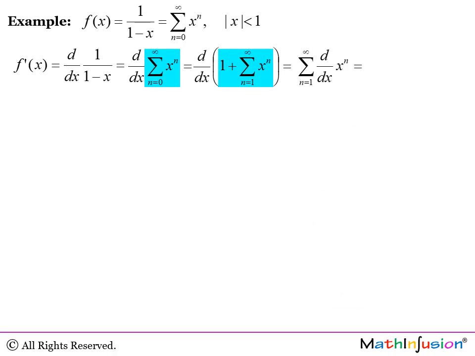d/dx of 1 is 0, and then we are using the property that the derivative of the sum is the sum of the derivatives. So I can switch between the sigma notation and the d/dx. Now we actually have to differentiate x to the n, and we get the sum of n times x to the power of n minus 1 when n runs from 1 to infinity.